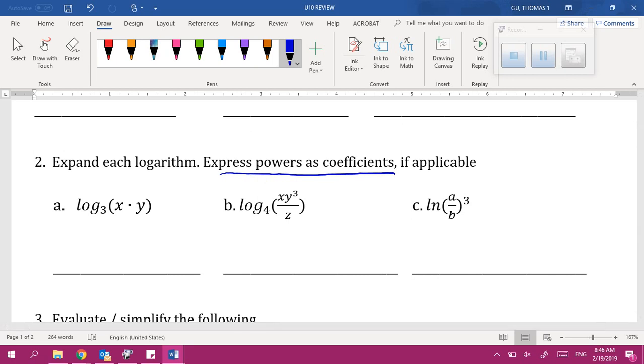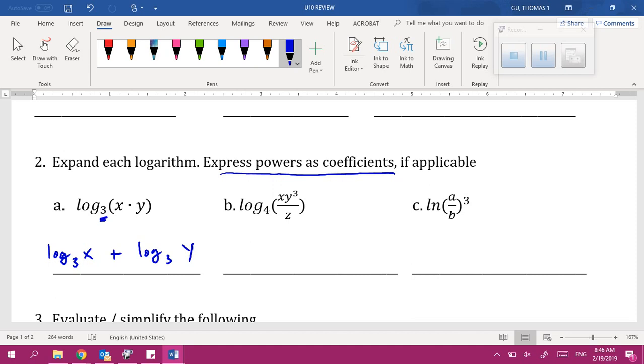So on A, you see A is log base 3 of x times y. That's the product property. So all you have to do is, remember, if it's a product, it's like adding. So log base 3 of x plus log base 3 of y. The base needs to stay consistent, okay?